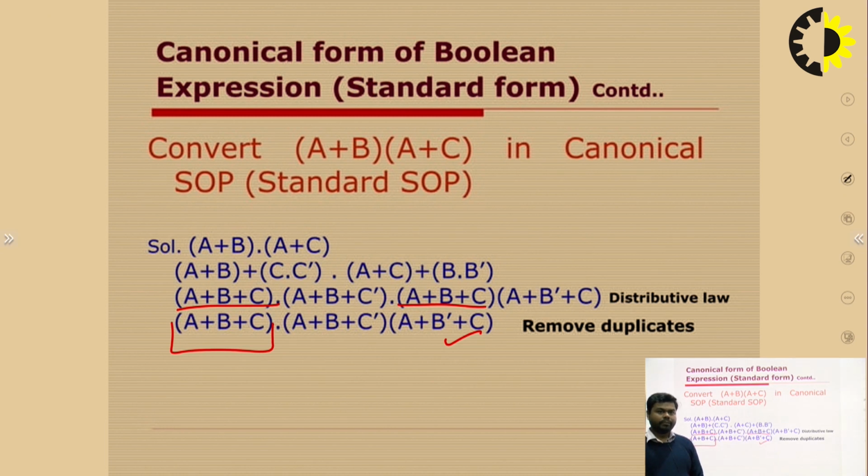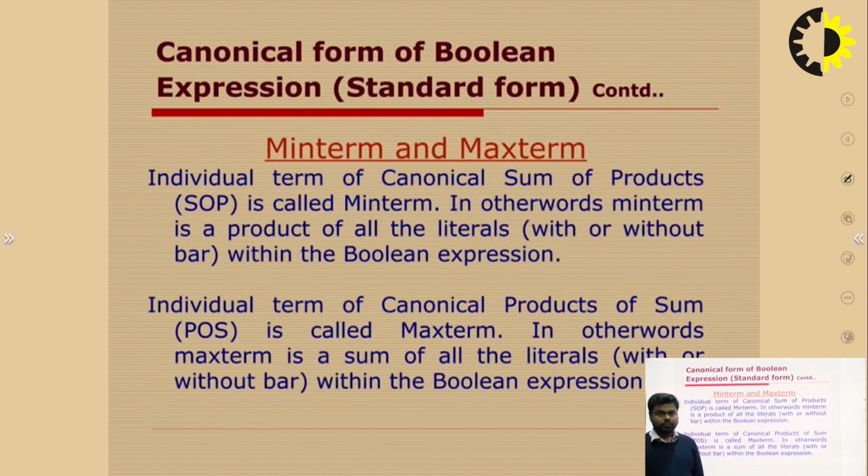We are showing that. Now in the canonical form, the standard form, we have two terms, min term and max term. The canonical SOP is called the min term, and a min term is the product of all the literals, with or without bar, within the Boolean expression. The canonical POS is called the max term. In the min term we take 1, and in the max term we take 0.